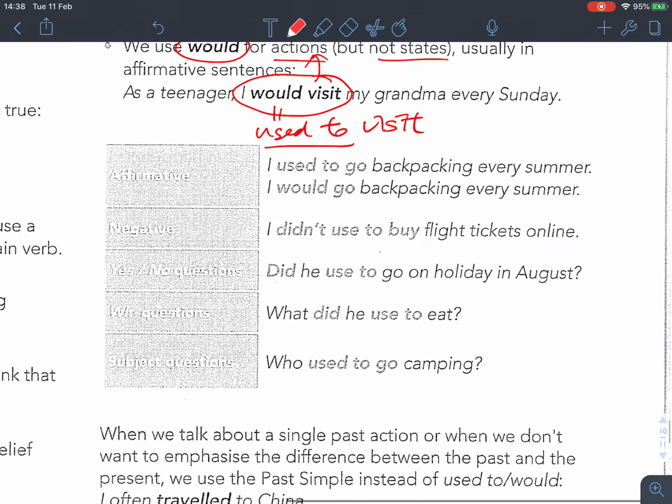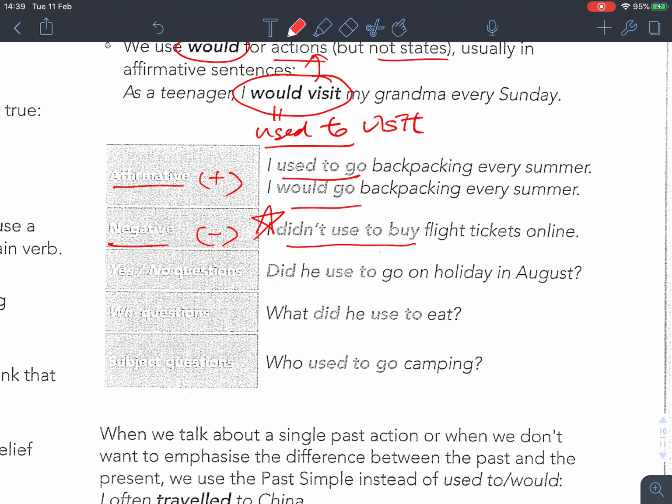examples. Okay, so for the first one, affirmative, positive sentences. I used to go backpacking every summer. I would go backpacking every summer. They are the same. Okay, they carry the same meaning. Negative, for negative sentences, I didn't used to buy flight tickets online.